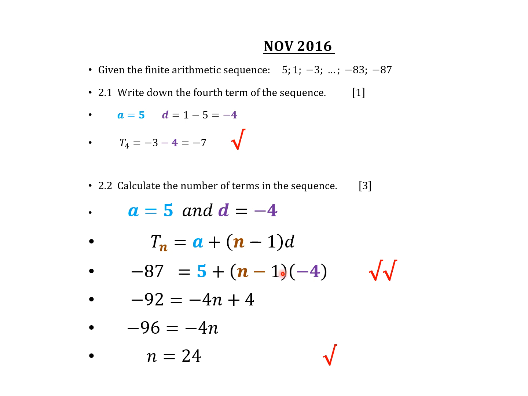Negative 4 times negative 1 gives me plus 4. If I take plus 4 over, minus 92 minus 4 gives me minus 96, and minus 4n. Minus 96 divided by negative 4, n equals 24. So 1 mark for negative 87, 1 for correct substitution of A and D, and 1 mark for n being 24. Right, let's look at the next question.